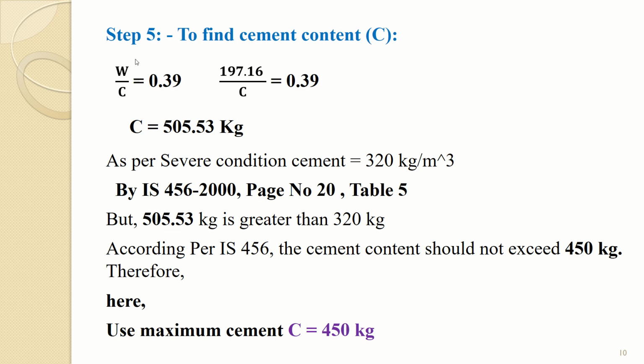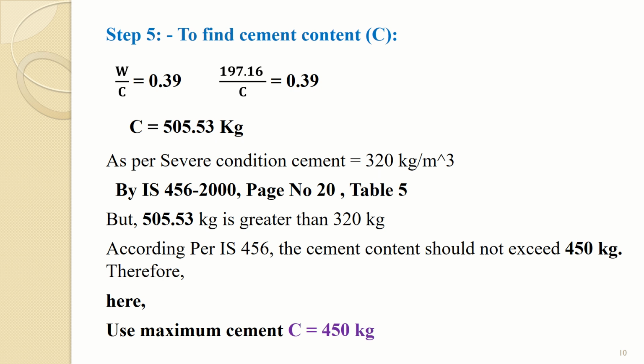After knowing water content, the next step is to find the cement content. From the water cement ratio, we know that it is 0.39, and we have just calculated the water as 197.6. So instead of W, put the value of water 197.6, and the ratio is 0.39. The unknown value is cement, so find C, the cement. It is 505.53 kg, but as per severe condition, using Table 5, the value recommended is 320 kg per cubic meter.